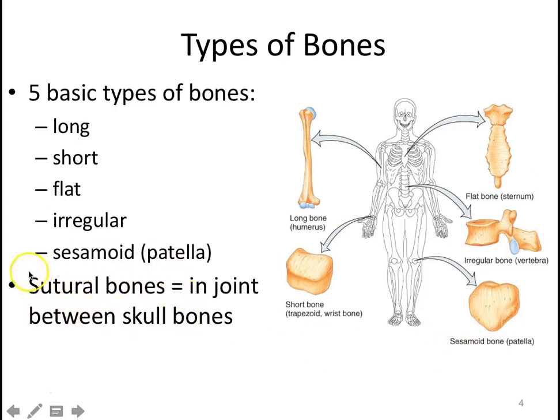There are also what are known as sutural bones. You saw the sutures of the skull in lab. Sometimes the way the sutures fuse in some people, you actually end up with an extra bone. They're not always like the classic textbook sutures. Those extra bones that you would find are called sutural bones.